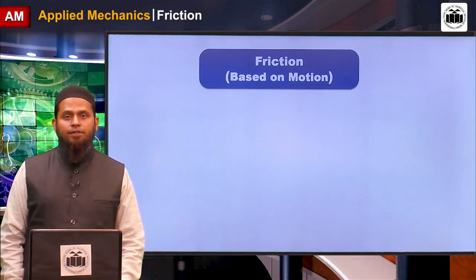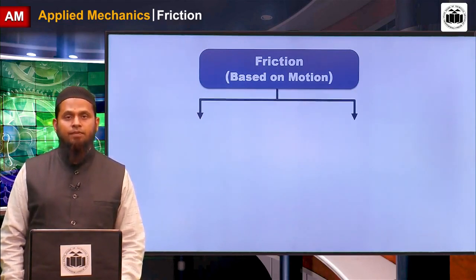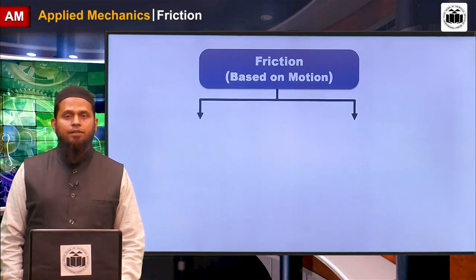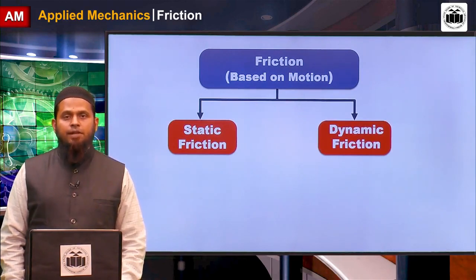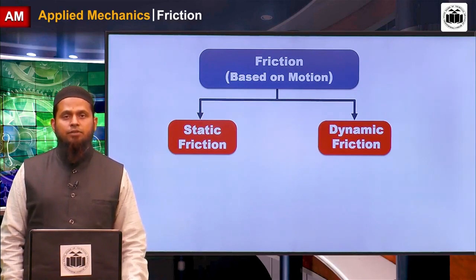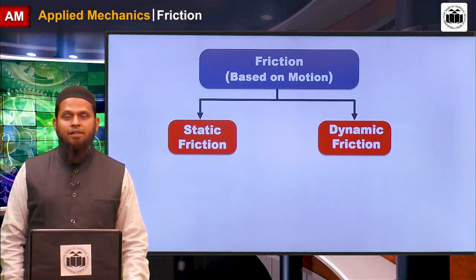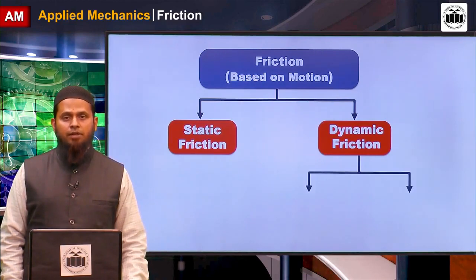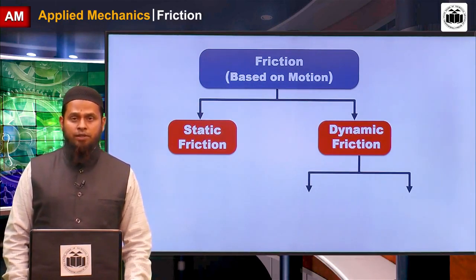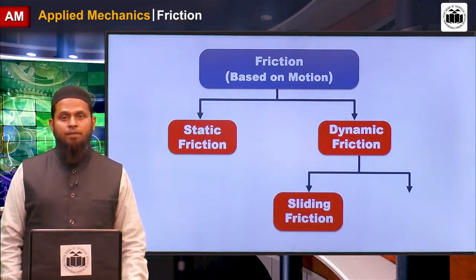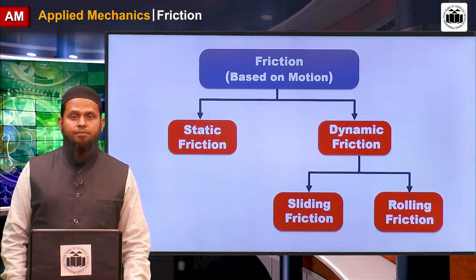Now we can classify friction based on motion. There are two main classifications. Firstly, static friction and secondly, dynamic friction. In static friction, the body is on the verge of motion. It is in rest condition, so it is called static friction. In dynamic friction, the body is in motion, so it is called dynamic friction or kinetic friction. Dynamic or kinetic friction is further classified into two parts. One is sliding friction and another is rolling friction.